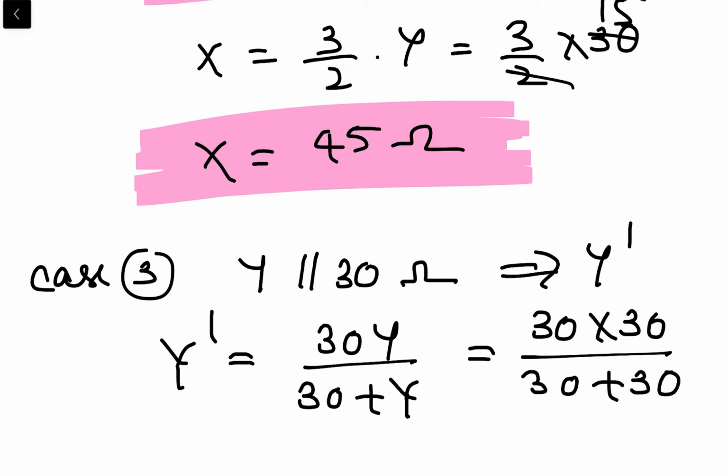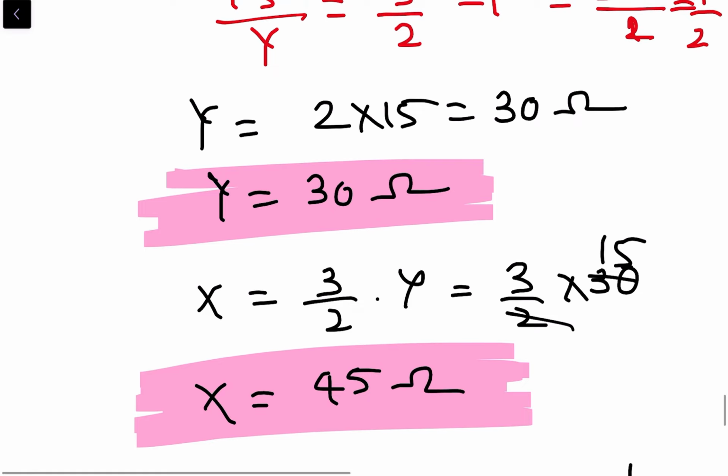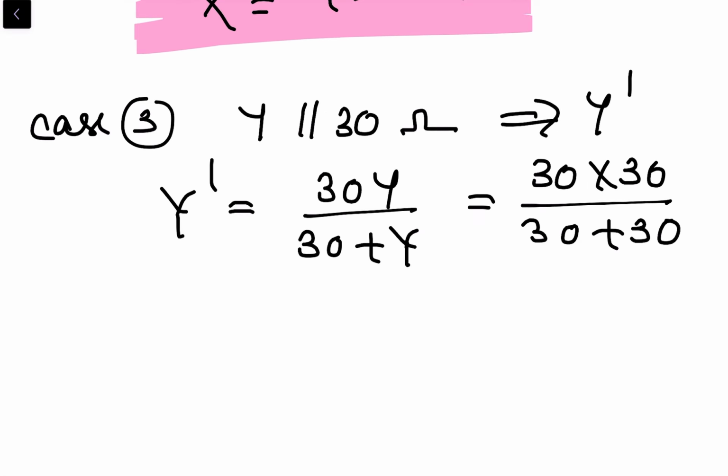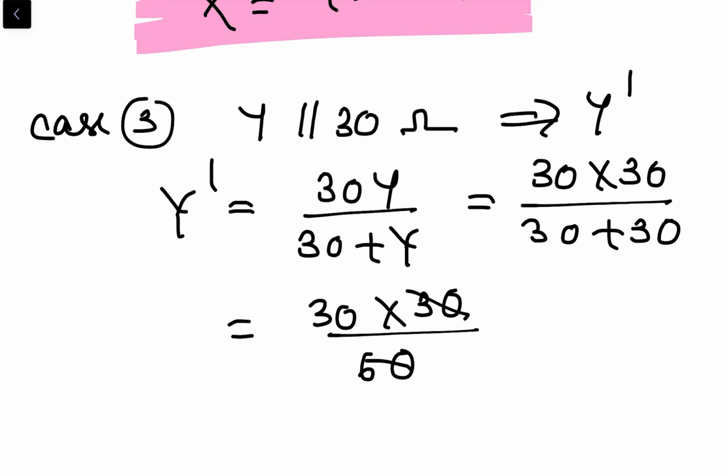Just now we got here y is equal to 30. That I am substituting here. Then you will get 30 into 30 by 60. Then you will get 15. The resultant is 15 ohms.